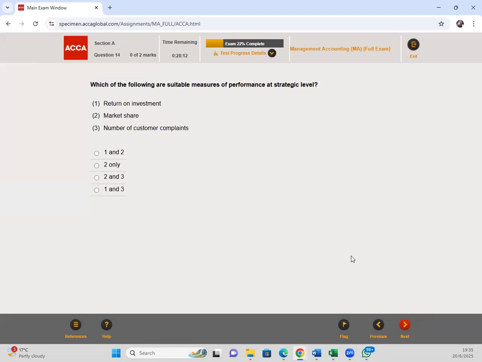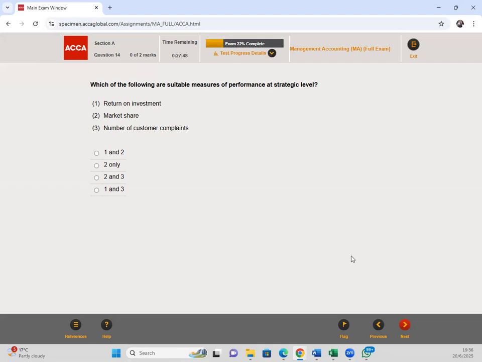Which of the following are suitable measures of performance at strategic level? At strategic level, we're making long-term decisions for the company. A strategic decision is a long-term plan, making plans 5 years for the company, 10 years for the company.